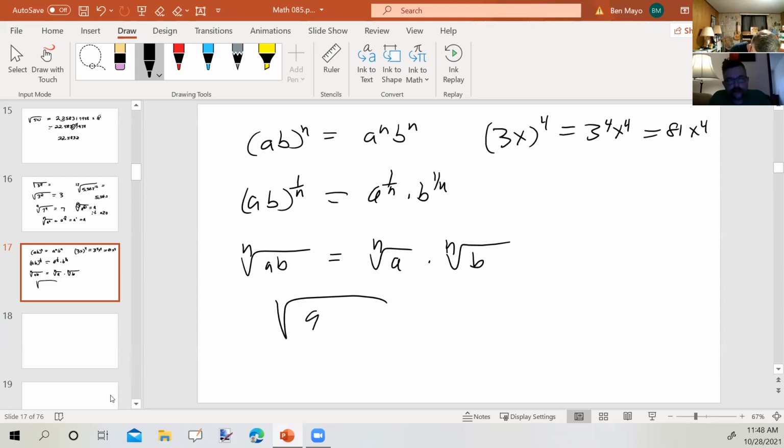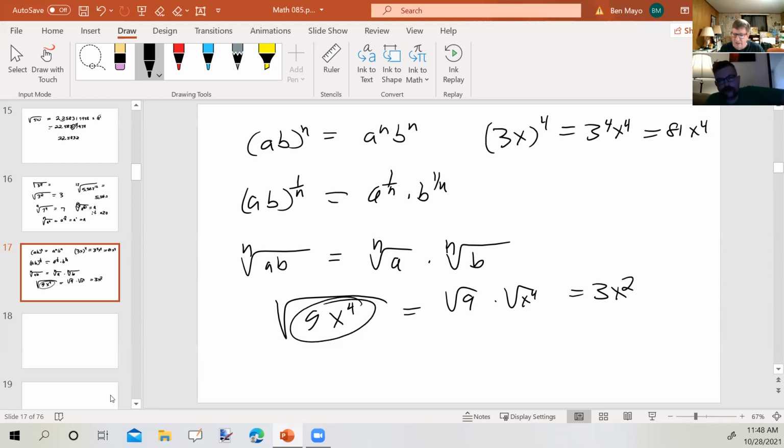Let's say I've got the square root of 9x to the 4th. Okay, that's equal to the square root of 9 times the square root of x to the 4th, which is 3x squared. You okay with that? So if I've got a product inside a radical, I can deal with each factor separately, taking the whatever root it is of the whole thing. Okay, so let's apply that to some problems.